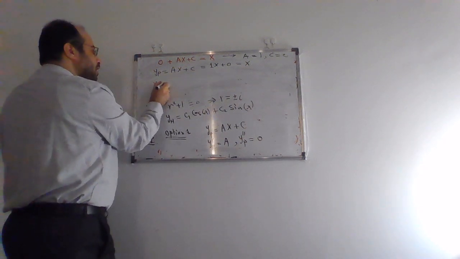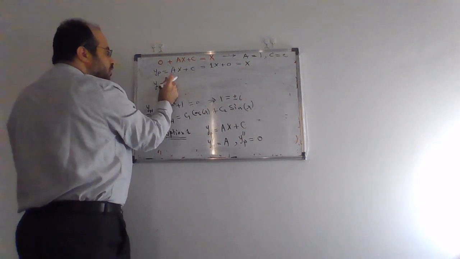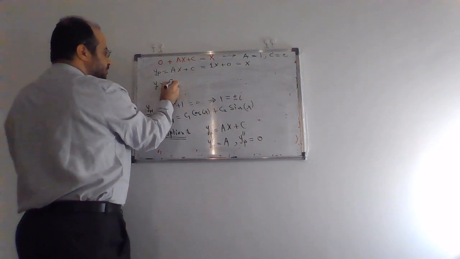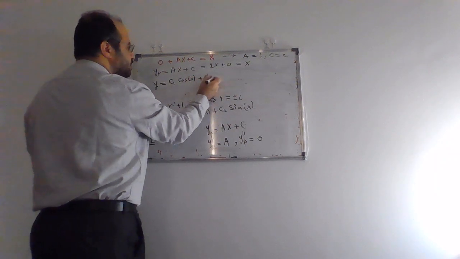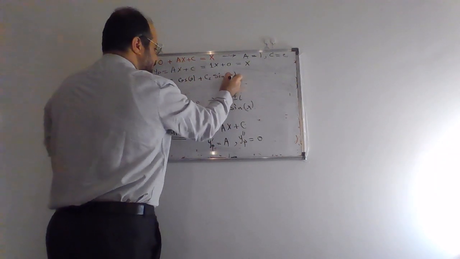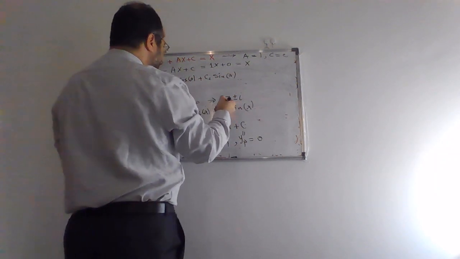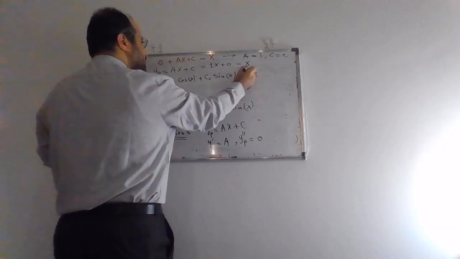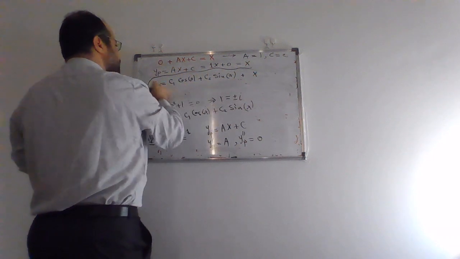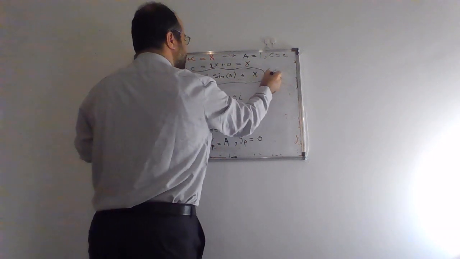Now you know how to build your solution. Your y should be y homogeneous, which is c1 cosine x plus c2 sine x, plus x. So this is the general solution.